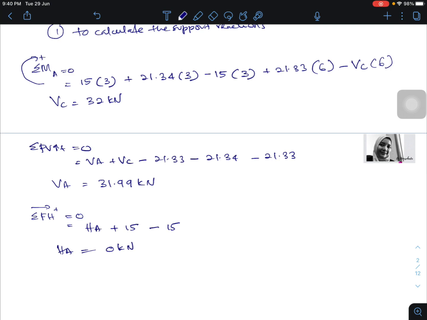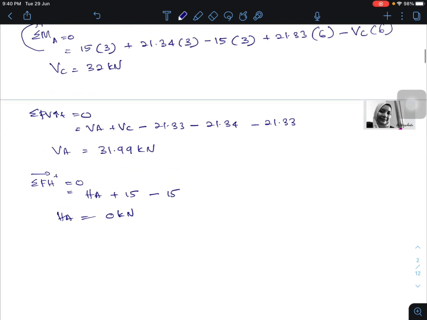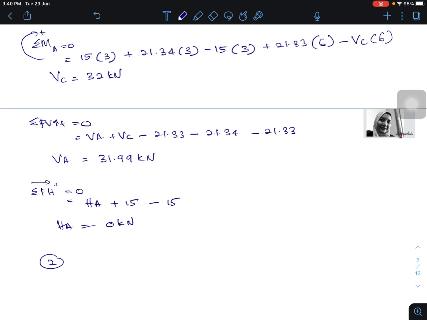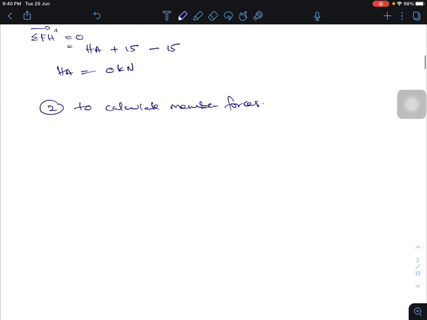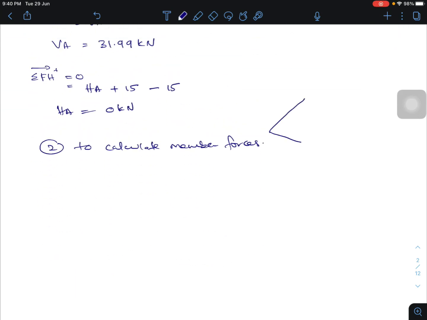After we identify all reactions at the supports, we go for the second step, which is to calculate the member forces using the method of sections and the method of joints. We combine these two methods, the method of sections and the method of joints.